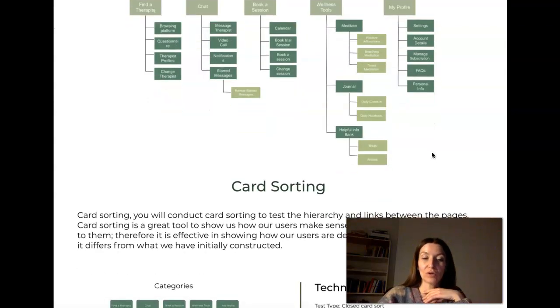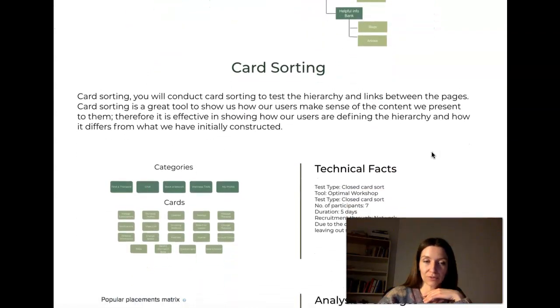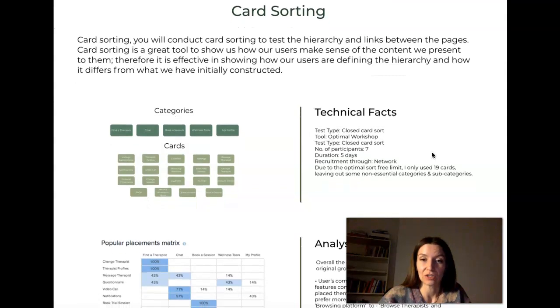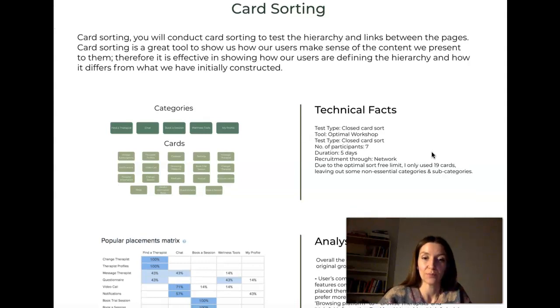I then went on to the card sorting phase of the design process. So this allowed me to test the hierarchy and links between the pages, so to see if my user flow and sitemaps were actually correct or if they needed some iteration based on real experience. So I created a card sorting tool and then presented it and had 7 participants comment and change how they thought the hierarchy would interplay.